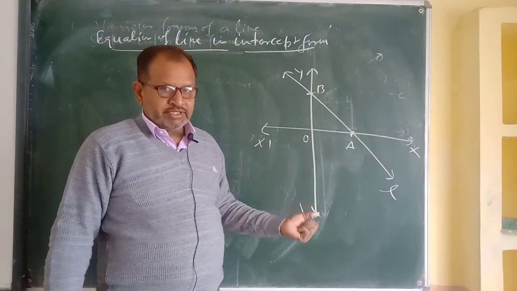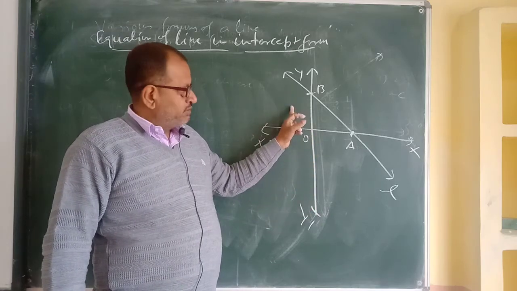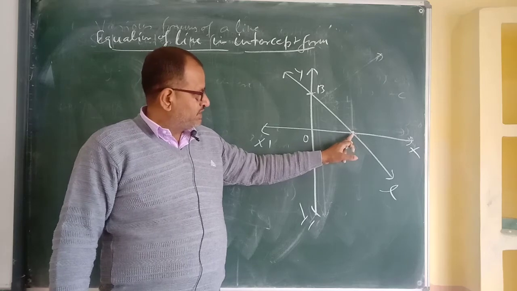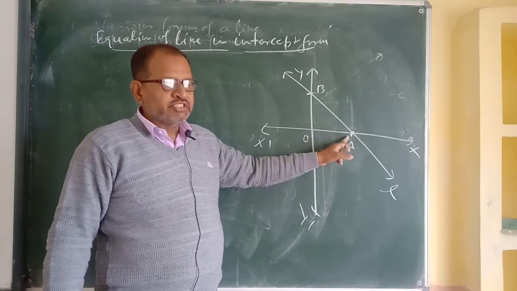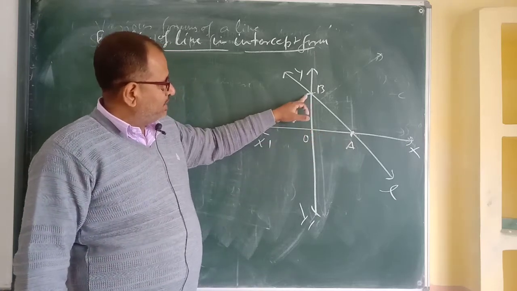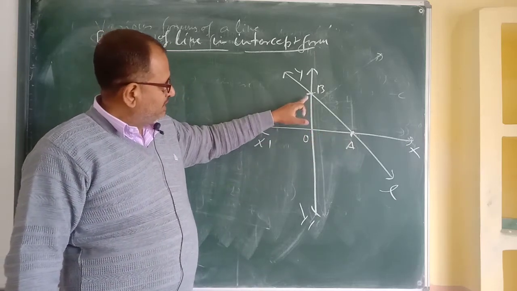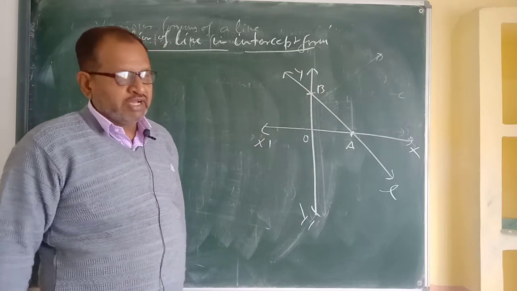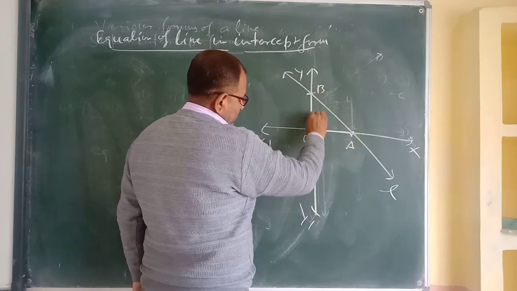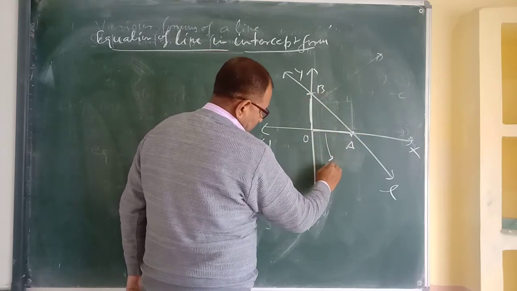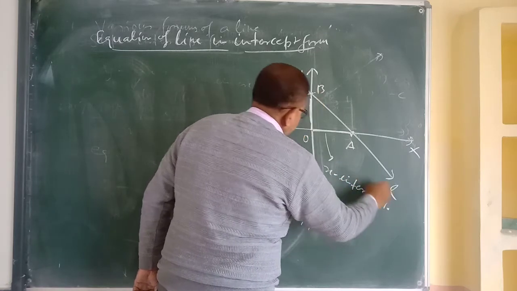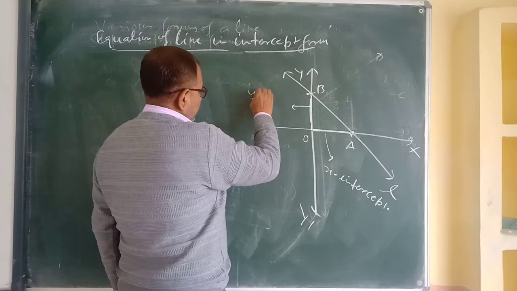What is the x-intercept here? I told you, if a line meets the x-axis at any point, then the distance of that point from the origin is called the x-intercept. So OA is the x-intercept. And if the line meets the y-axis at any point B, then the distance of B from the origin is called the y-intercept. So OA is the x-intercept and OB is the y-intercept.